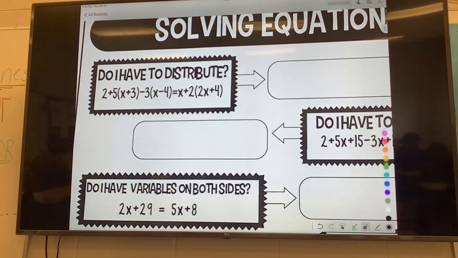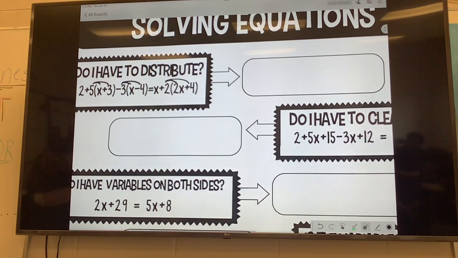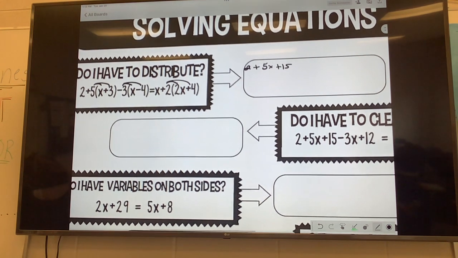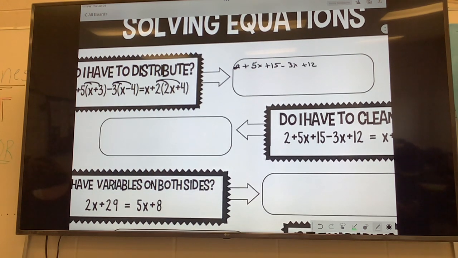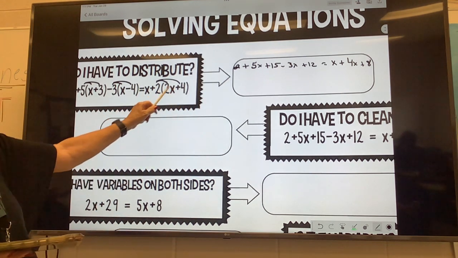So you're going to multiply here, here, and here. You do not multiply this 2. That is not next to the parentheses, so that does not get distributed. So you're going to put the answer over here in this box, rectangle. So you have a 2 plus 5x plus 15 minus 3x plus 12 equals x plus 4x plus 8. You've got to make sure when you distribute that you are distributing to every term inside the parentheses.